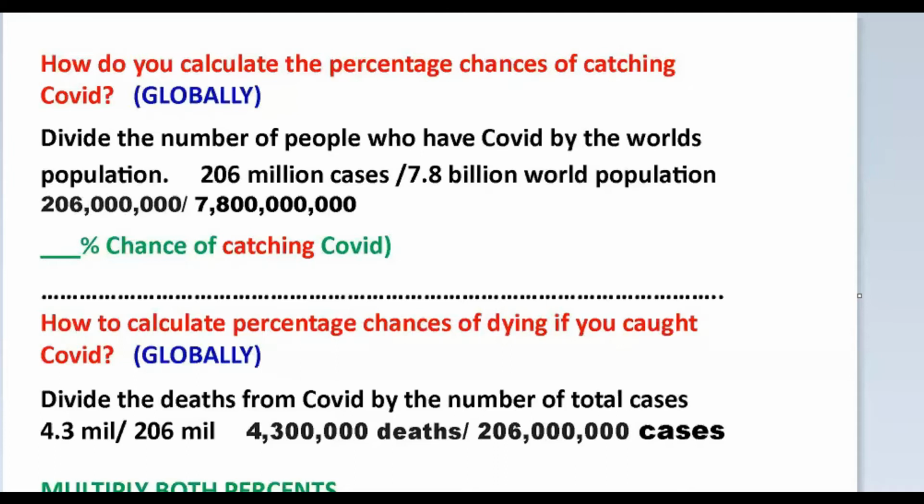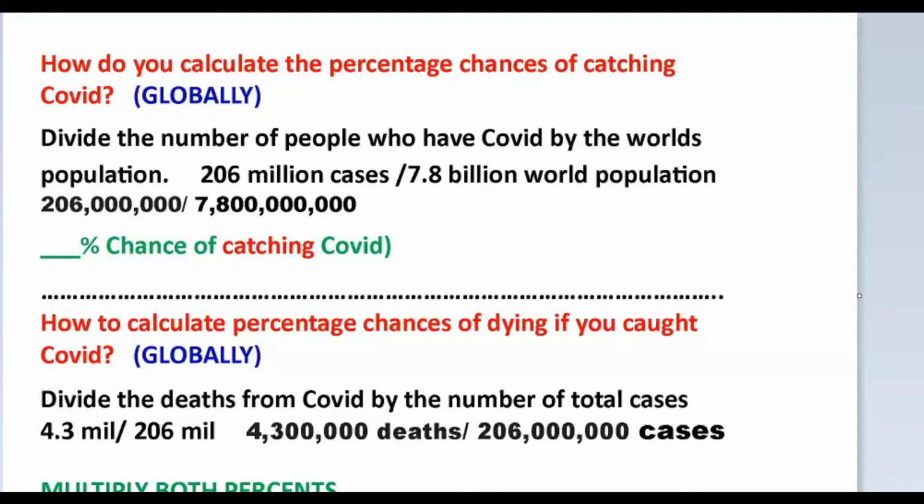The math we're going to be dealing with today are two questions that people are always asking me right now. They want to know, number one, how do I calculate the percentage chance of catching COVID? What's the chances? And also, how do I calculate the percentage chance of dying if I caught it? To answer that question, I'm going to be looking at global statistics, United States statistics, California statistics, and I'm going to end with Los Angeles statistics on the same particular question. So let's get started.